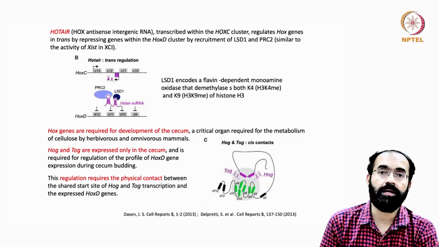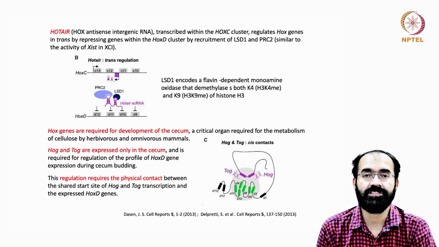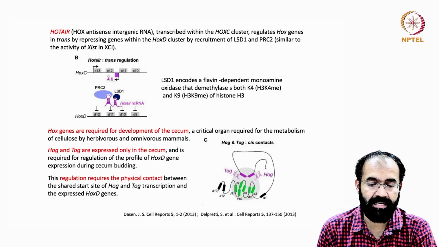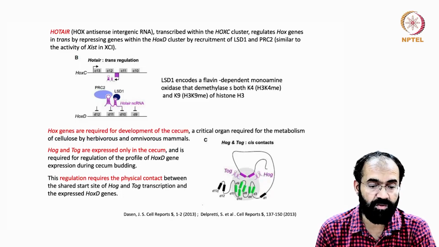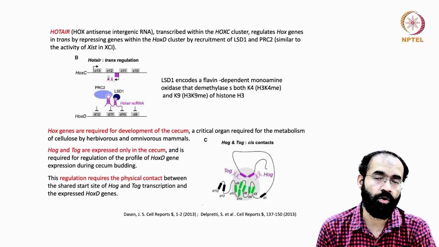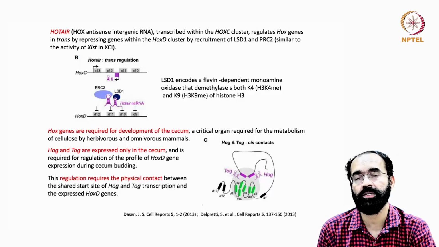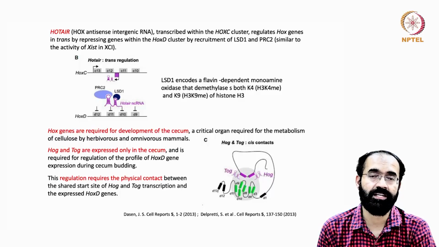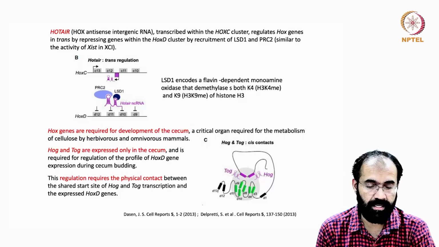So HOX genes are required for the development of the cecum. The cecum is a structure in the digestive system, a critical organ required for the metabolism of cellulose by herbivores and omnivorous mammals. So the cecum is considered to be an organ responsible for the digestion of cellulose. Cellulose is not an easy molecule to digest. So one of the organs that is made because of HOX gene influence is the cecum.